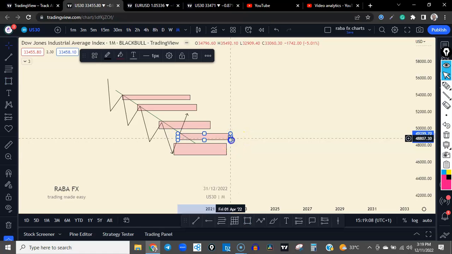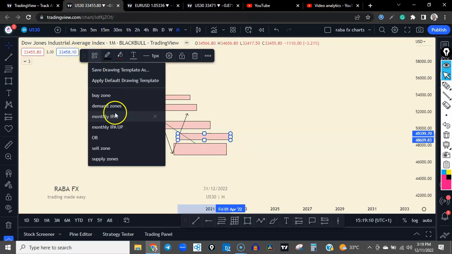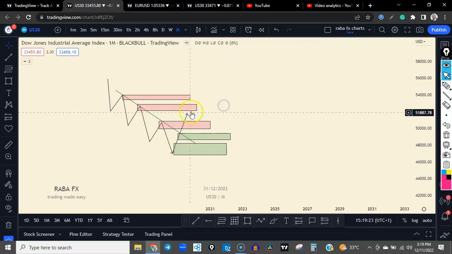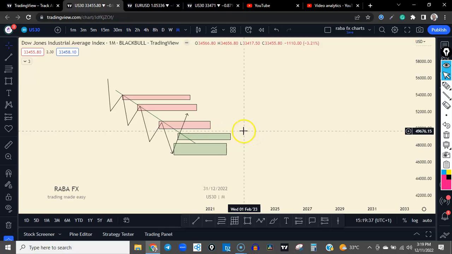We'll look at the demand zone that was responsible for that push to the upside. I'll change this color to demand zone. So what do we do now? Because we've seen that this demand has taken out this supply, so therefore we want to be taking trades either on this or on this. We don't know for sure which of the demand zone will hold.